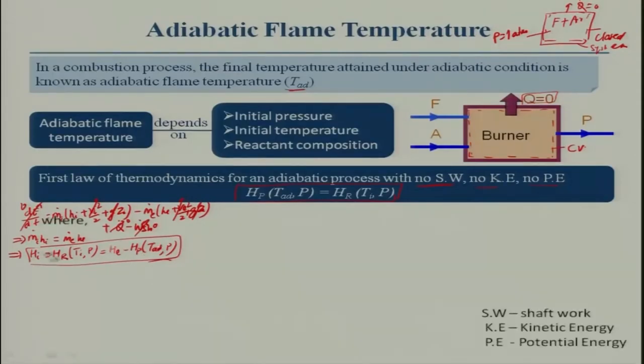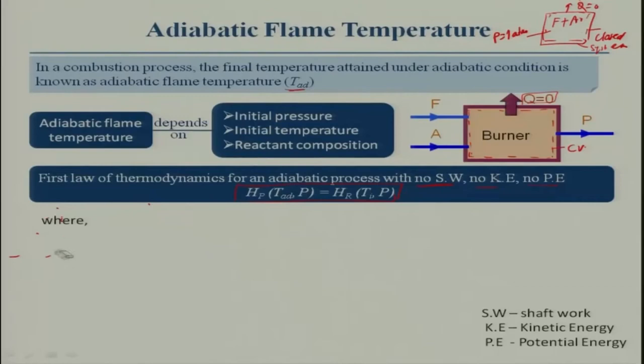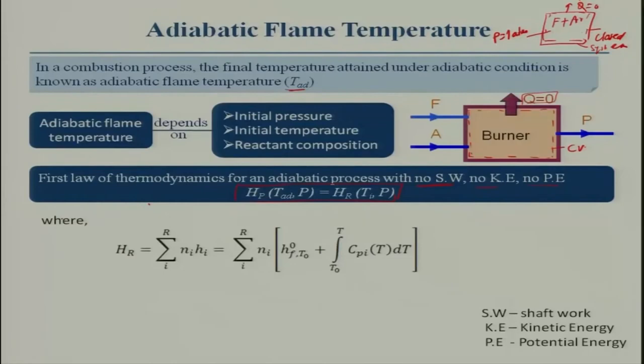And then, let me erase this portion. Where HR is basically the sum of NiHi, where i can be 1 to R. 1 to R means what? Like if it is methane, right? If I am saying this is methane plus oxygen, going to carbon dioxide and water, right?